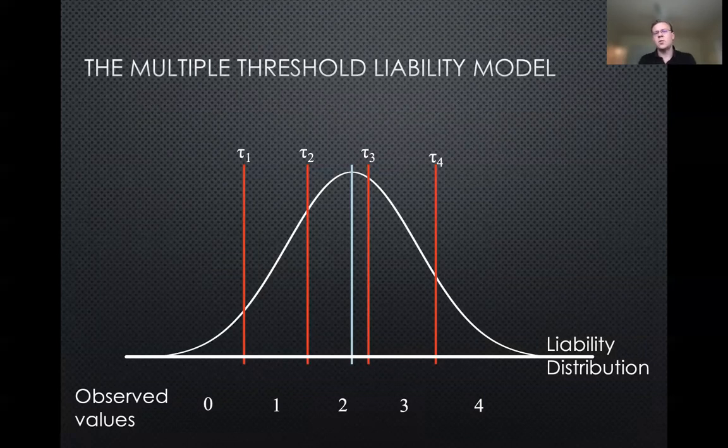But of course, a lot of times we measure things on an ordinal scale, not just a binary scale. And this can really increase the power to detect significant associations as we increase the number of categories. But fundamentally, the idea of the liability threshold model remains the same. In this case, we've got four thresholds, and so we've got five category values. The liability distribution is still quite similar, and we can simply translate anything less than tau one to get a zero, between tau one and tau two to get a one, and so on. And the interpretation of the multiple threshold liability model is equivalent to the standard liability threshold model.